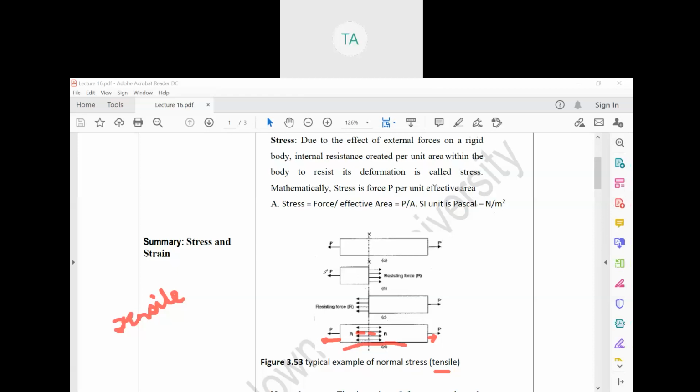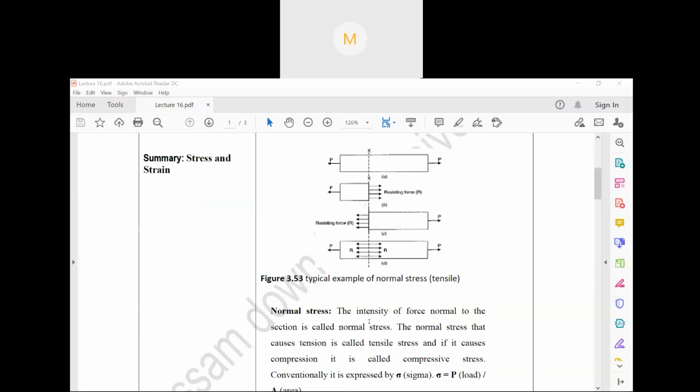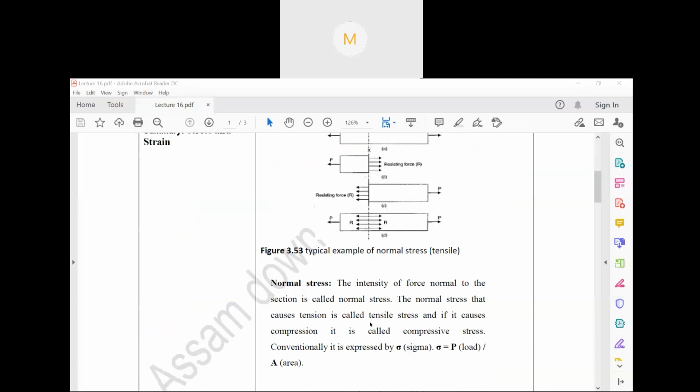Compressive, tensile, these things. So this is what? This is tensile. Now if the arrows would have been in this direction, then it would have been what? Compressive. Okay. Then it would have been what? Compressive. So this is a typical example of normal stress.